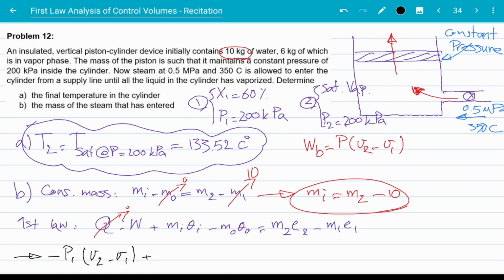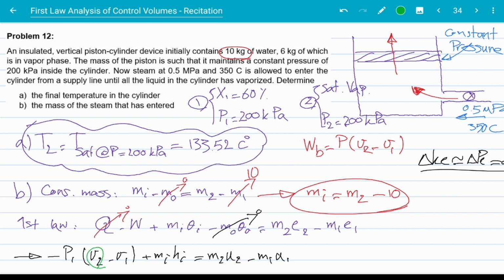Plus, now again, we are ignoring potential and kinetic energies like this. So plus m_i h_i. No mass is going out, so this guy is 0, is equal to m2 u2 minus m1 u1. Now I need to find the specific volume final, specific volume initial, internal energy final, internal energy initial, and the enthalpy from the supply line.